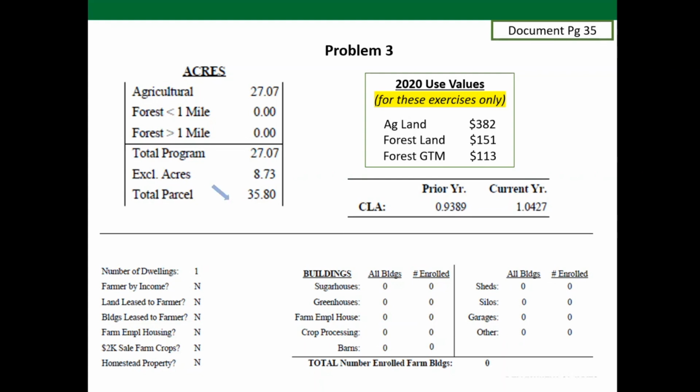In this example, we have a parcel of 35.8 acres that has applied to have 8.73 acres excluded, and they've enrolled 27.07 acres of agricultural land. For this exercise, we're using a CLA of 1.0427. This parcel is not a homestead parcel at this moment. That might change in the system, not today. And they also have no enrolled farm buildings. So this one looks like it's going to be pretty straightforward.